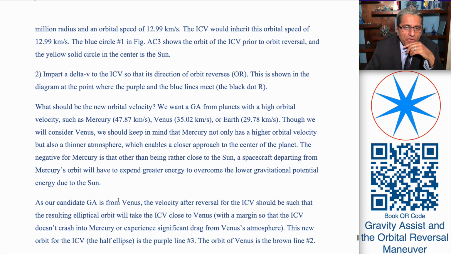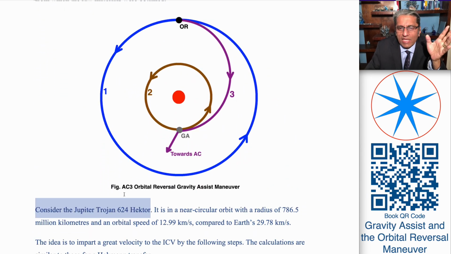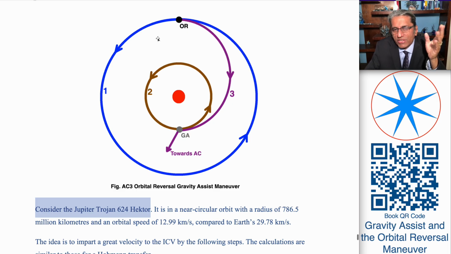Now 624 Hector is traveling the same direction as Jupiter, the same direction as Venus. Like in this figure, they're all traveling in the clockwise direction. So you actually have to reverse the orbit. Whatever you assemble from Jupiter Trojan 624 Hector, you have to reverse its direction to make it orbit in this direction if you want to get that gravity assist benefit.